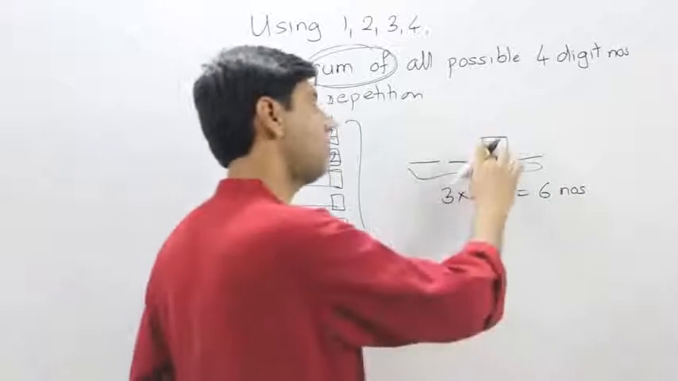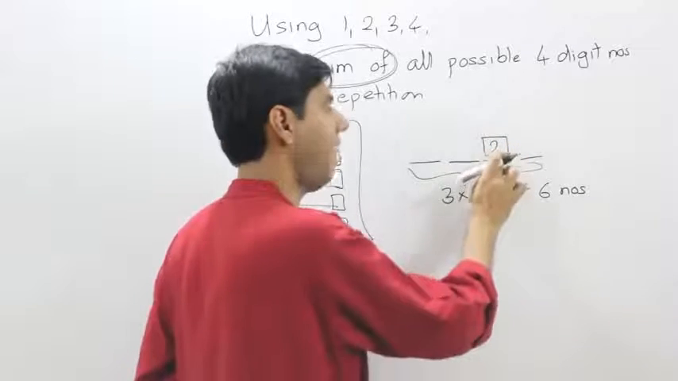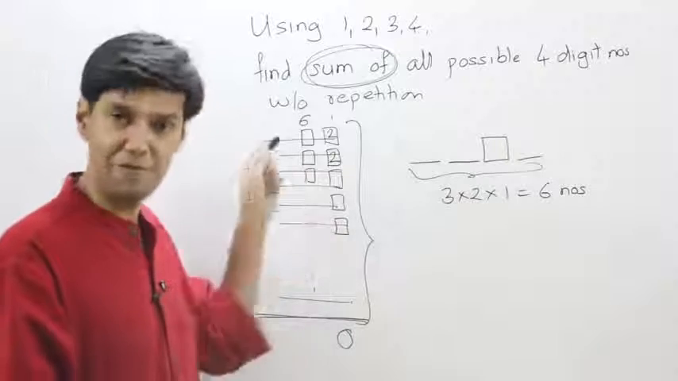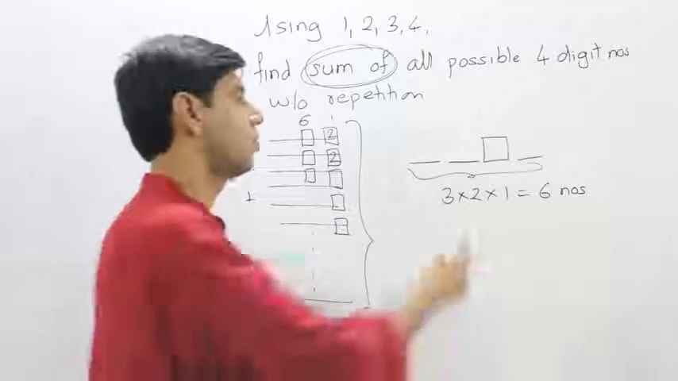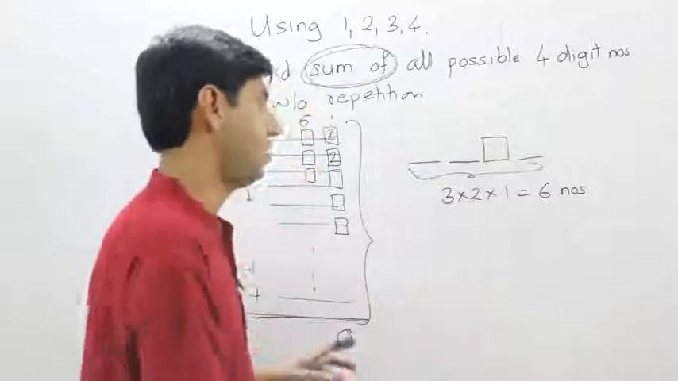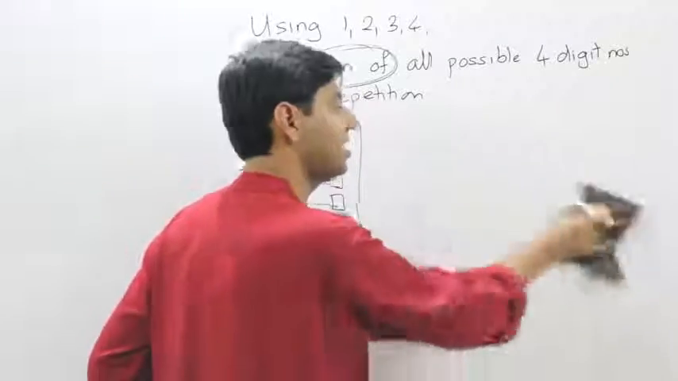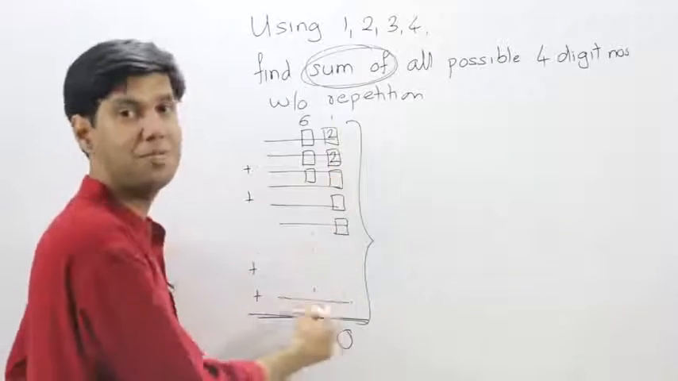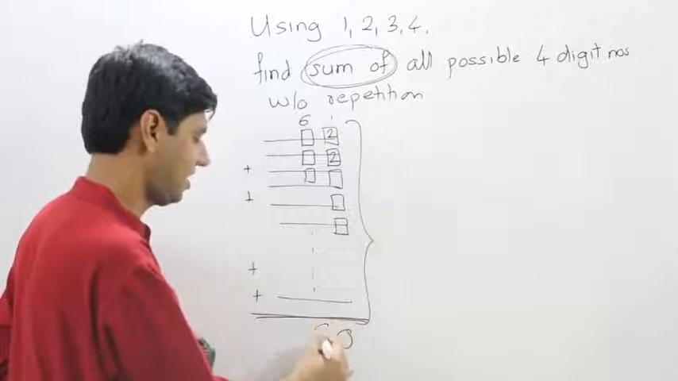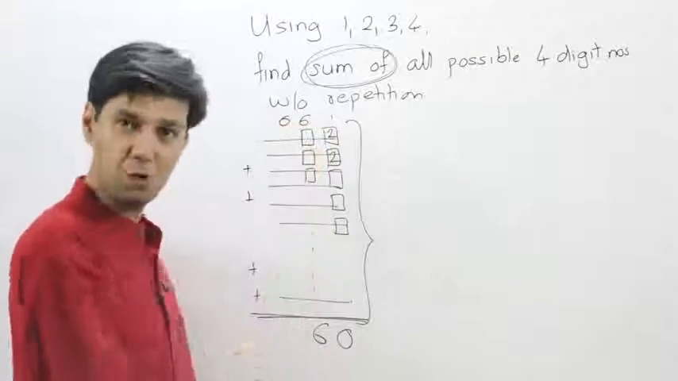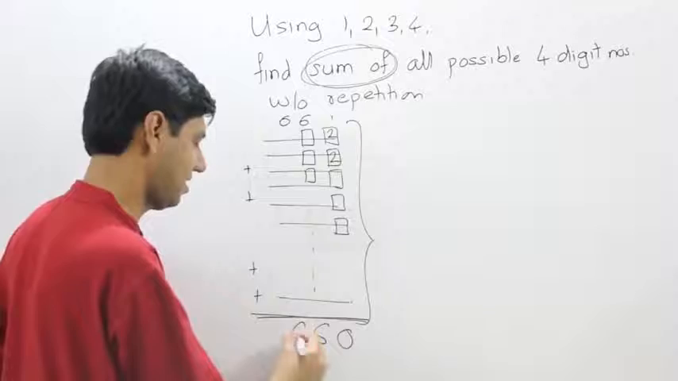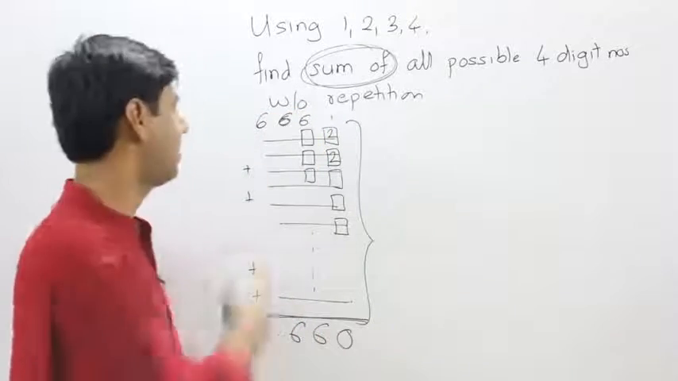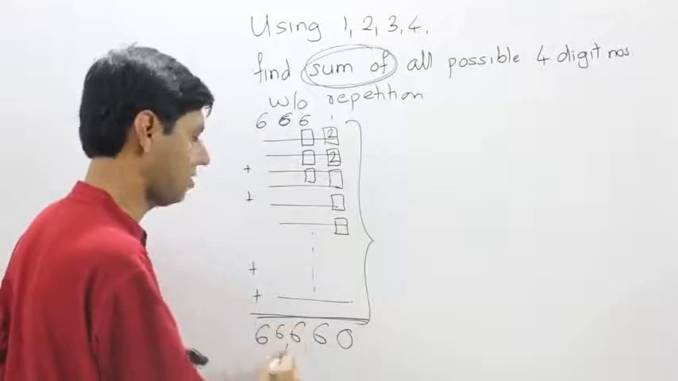The same logic will go with 6 numbers which will have the digit 2, and it is obvious there's a lot of symmetry over there. Each digit can come in every position an equal number of times. So there would be 6 numbers having 3 in the tens place, 6 numbers having 4 in the tens place. That means the addition will be the same, 60 again. 60 and a 6, 66. Hundreds position will also be similar, so 60 and a 6 is 66. Thousands position will also add up to 60, and a 6 carried forward, which is 66,660.